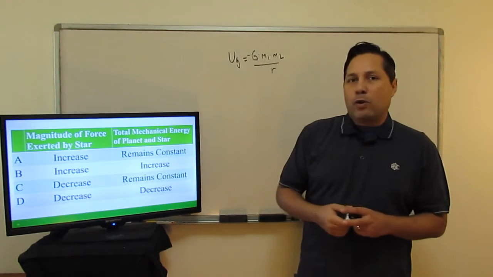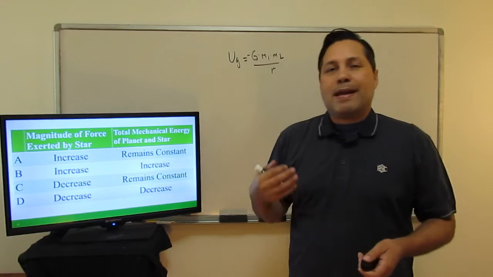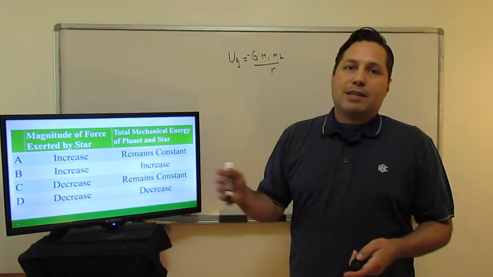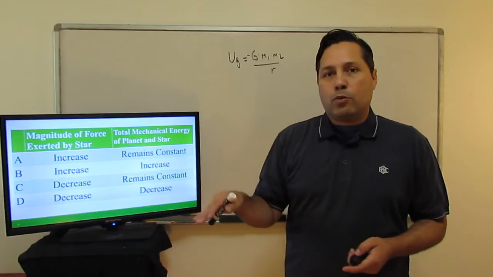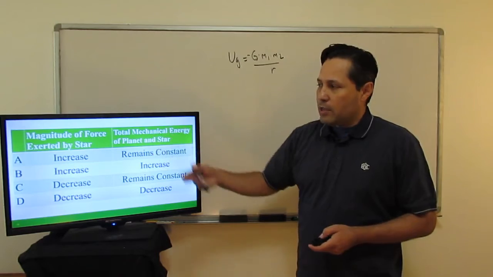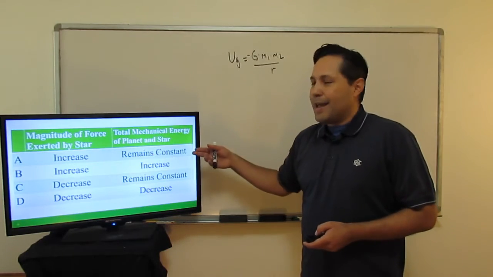As far as the mechanical energy, in this system, the mechanical energy will be conserved. Whatever potential energy is lost is gained as kinetic energy because the planet speeds up as it approaches the star. So therefore, it will remain constant. So therefore, the answer for this problem is A.